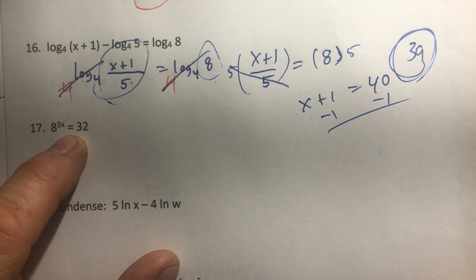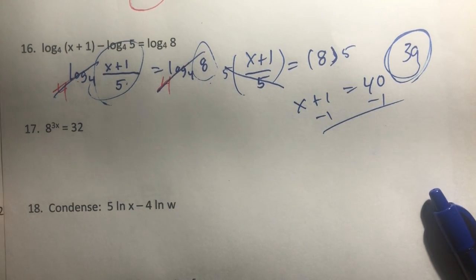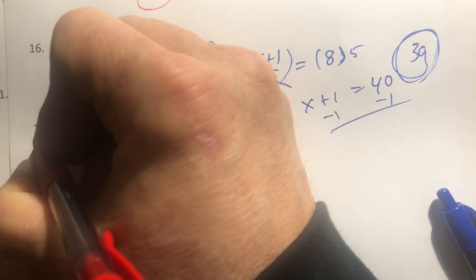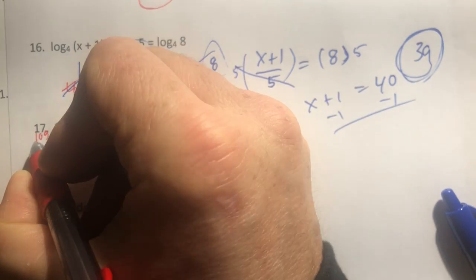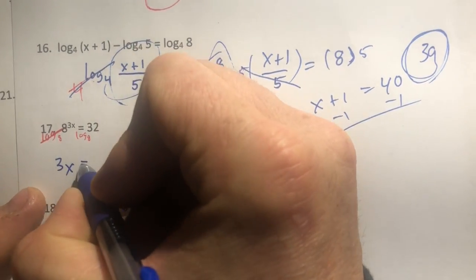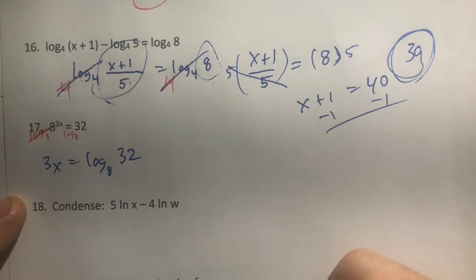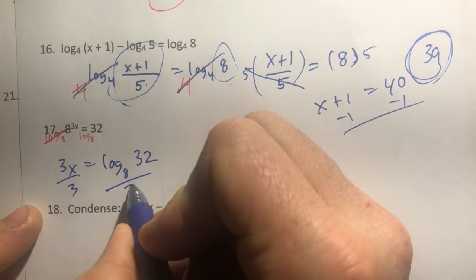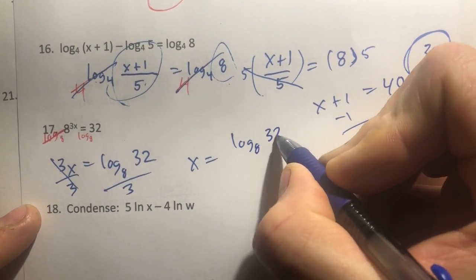8 to the 3x power equals 32. Anytime your variable is in the exponent, you do a log. So here, I'm going to do a log of base 8, both sides. And that makes this cancel. And so it means I have 3x equals log base 8 of 32. And I just divide both sides by 3. Log base 8 of 32 divided by 3.